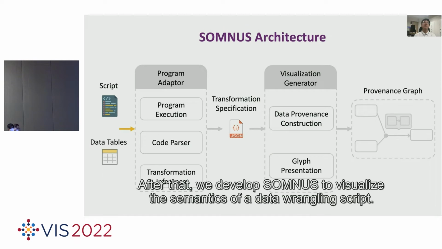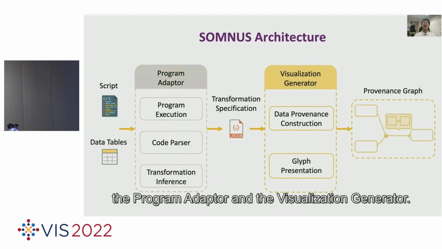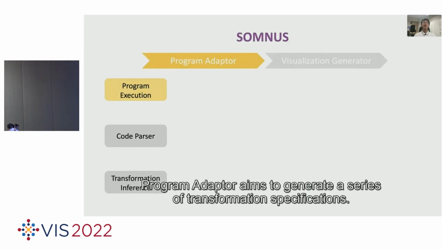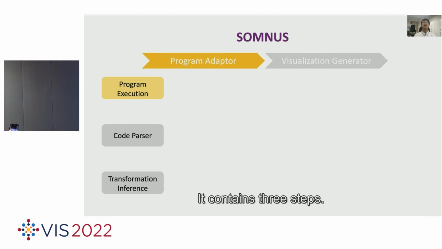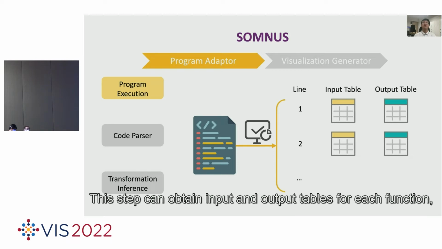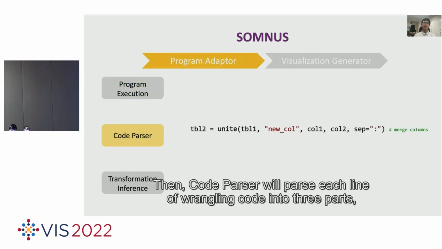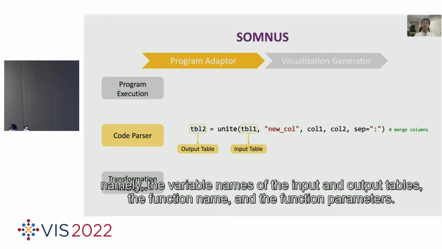After that, we develop SOMAS to visualize the semantics of a data wrangling script. The architecture of SOMAS consists of 2 major modules: the program adapter and the visualization generator. Program adapter aims to generate a series of transformation specifications. It contains 3 steps. First, program execution uses a corresponding language interpreter to execute the script. This step can obtain input and output tables for each function, which helps to construct the provenance of tables. Then, code parser will parse each line of wrangling code into 3 parts, namely the variable names of input and output tables, the function name, and the function parameters.